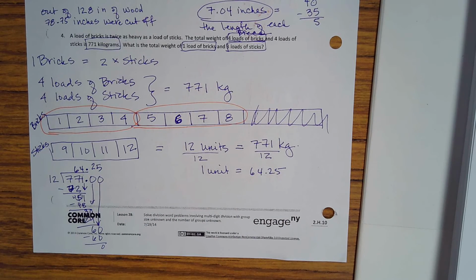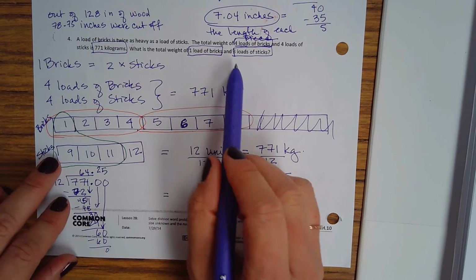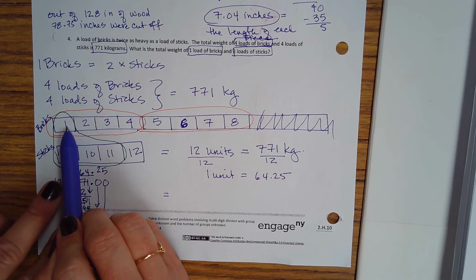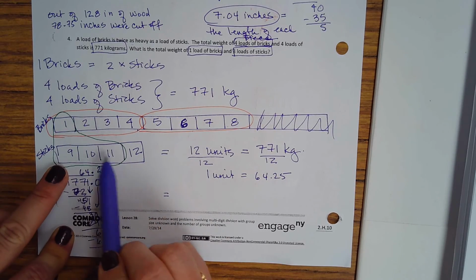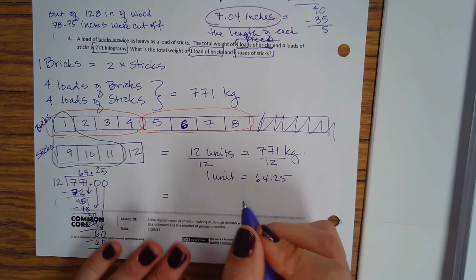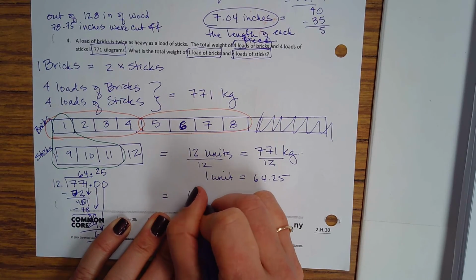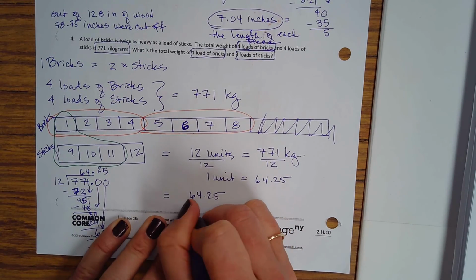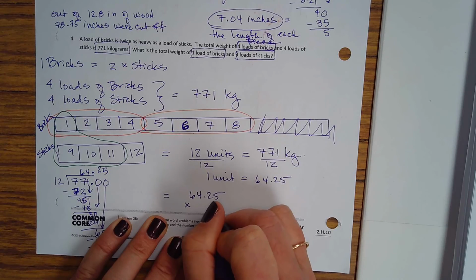So now we need to go back in and figure out 1 load of bricks and 3 loads of sticks. So where do we go from here? So now we need to calculate 1 load of bricks and 3 loads of sticks, which is 4. So now we need to take 64.25 and multiply it by 4.